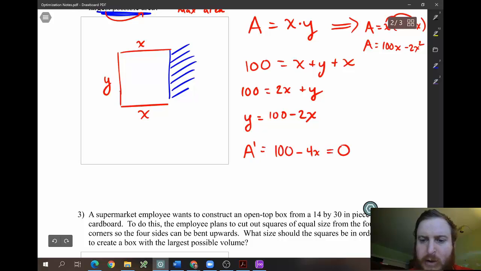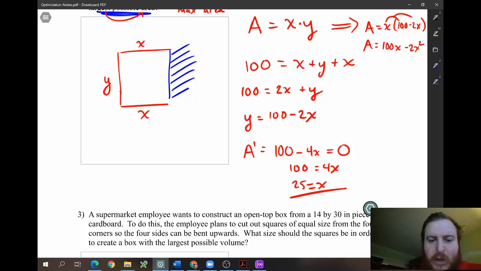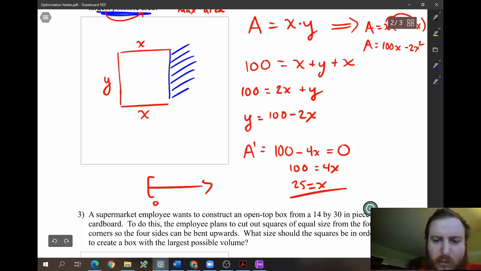We're going to set the derivative equal to 0. That gives us 100 equals 4x. Divide by 4, we get 25 equals x. By the way, I never made a number line. You could make a number line here. I'm going to stop it at 0 for a prime.